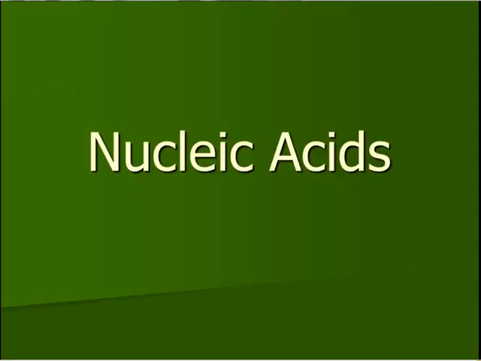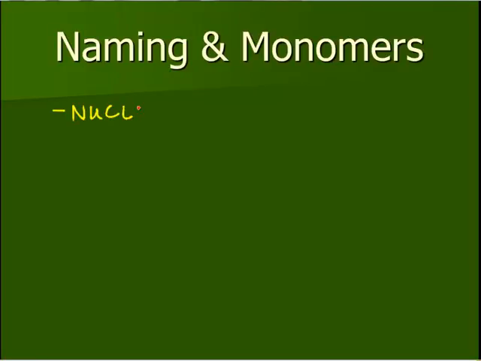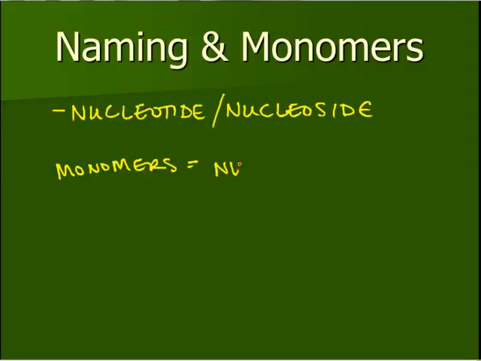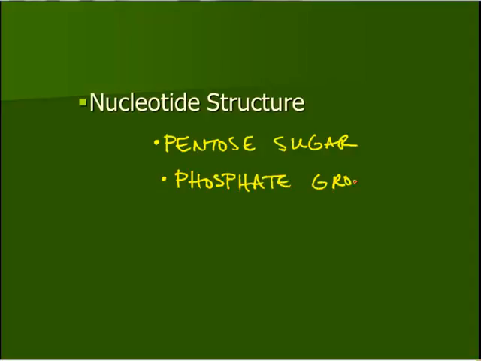Last macromolecule is the nucleic acids. You will sometimes see the term nucleotide and nucleoside in reference to these. The monomers are called nucleotides. And there's going to be 3 parts to a nucleotide. There's going to be a pentose sugar. There's going to be a phosphate. And these two pieces together are very often referred to as the sugar phosphate backbone.